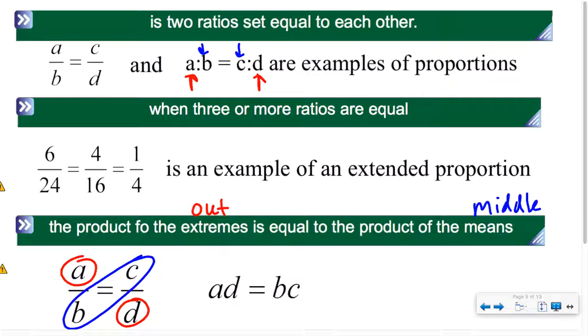Questions on those terms? Cool, once you have it all filled out, go ahead and flip it over.